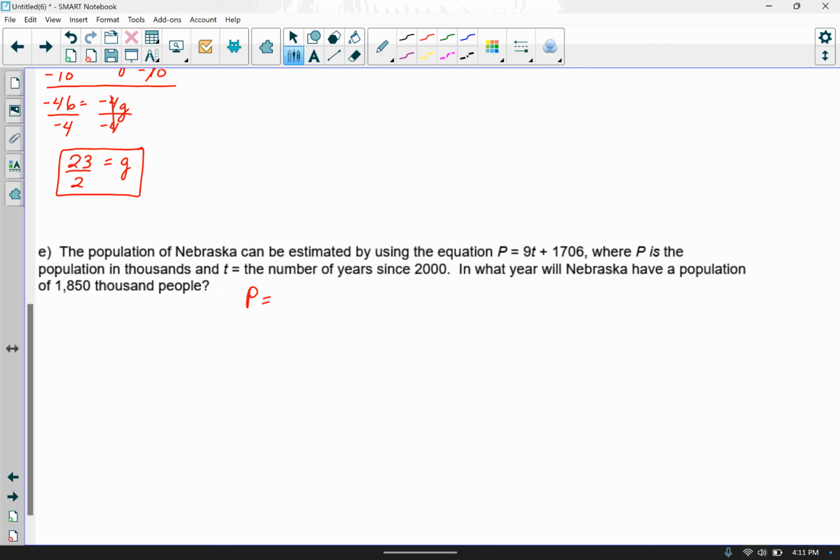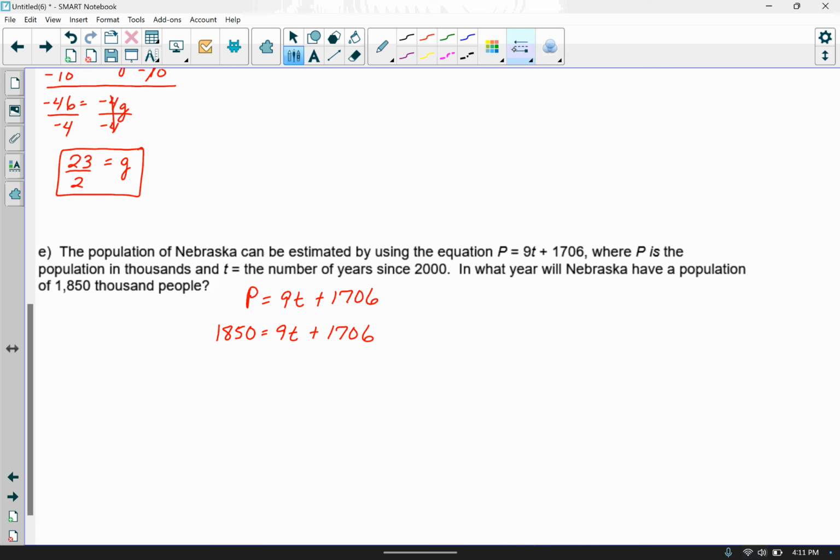So what that means then is that I'm going to write my formula here. P equals 9T plus 1706. I want to know in what year, so I'm trying to solve for my T here. I know what my population is, 1,850, and that's in thousands, so I'm going to put the 1850 here in the population spot. And I'm going to be solving for that T.